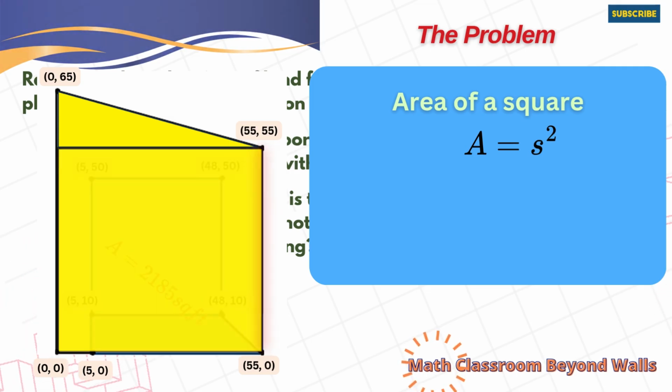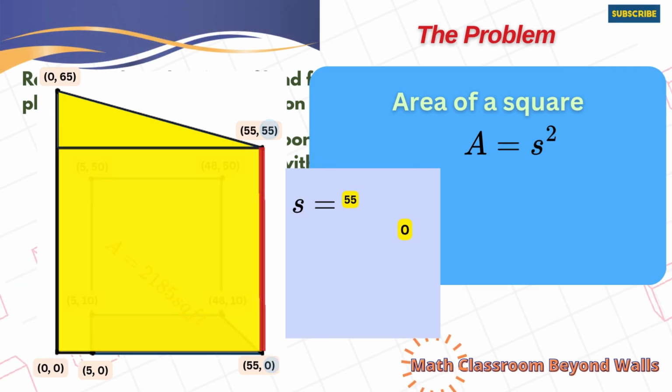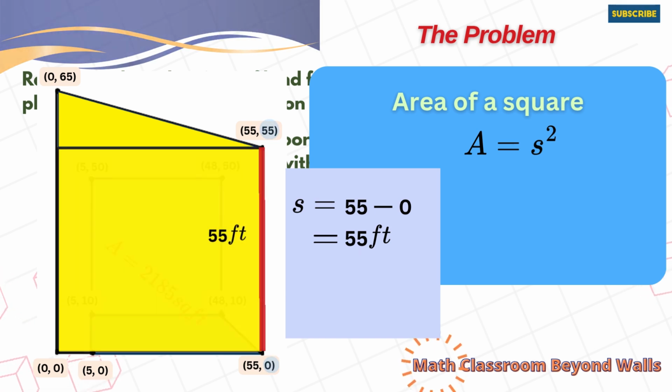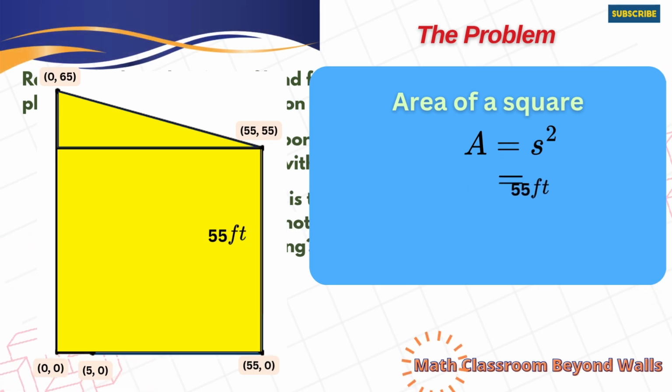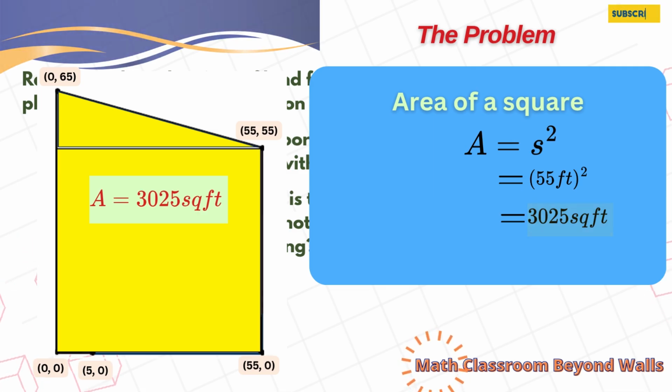Here, we will get the measure of a vertical side. Again, being a vertical side, we simply subtract the y-coordinates. Thus, S is equal to 55 minus 0, which is 55 feet. Plugging in the value of S into the formula gives us 55 feet squared. Squaring 55 feet gives us 3,025 square feet. Thus, the area is 3,025 square feet.